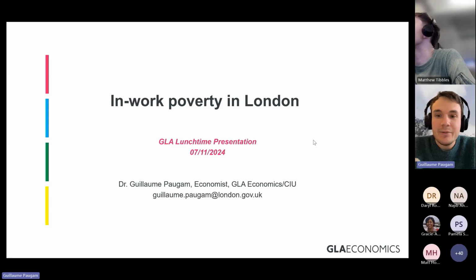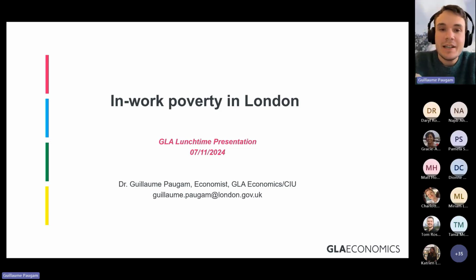And I'm going to be presenting my work in progress on in-work poverty in London, with the aim of that work being to eventually publish a sort of research briefing on the issue.